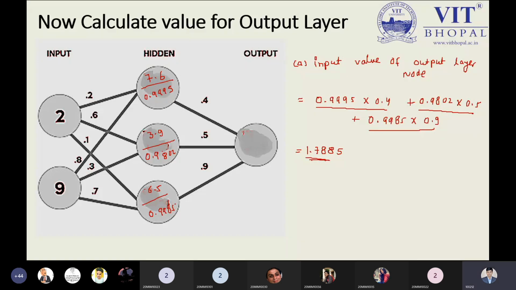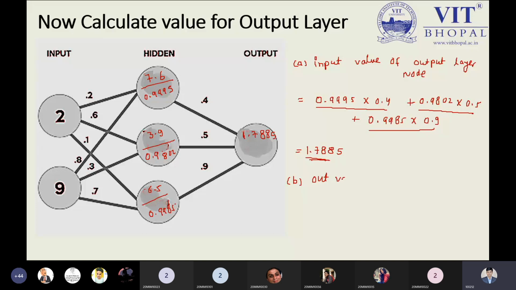So what we are getting, I can write over here, is 1.7885. So this is the value we are getting. This would be our input value of this node. Now what is the out value? Can you tell me right now? What is the out value?